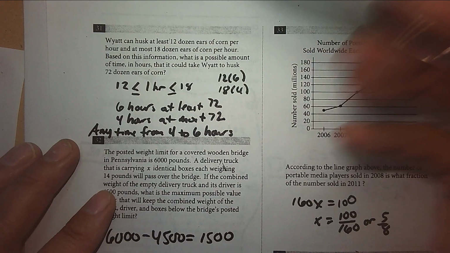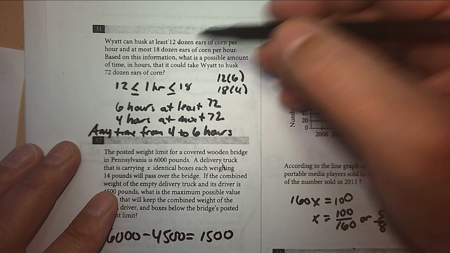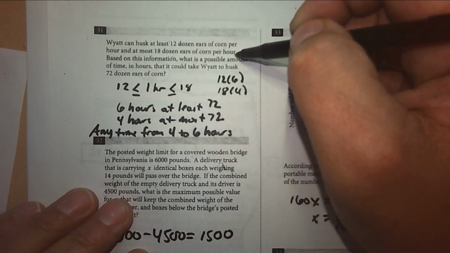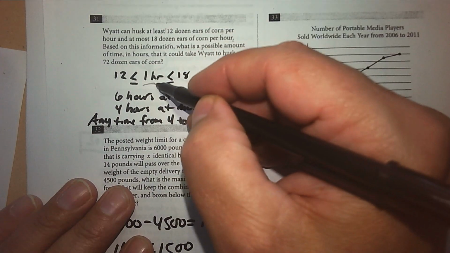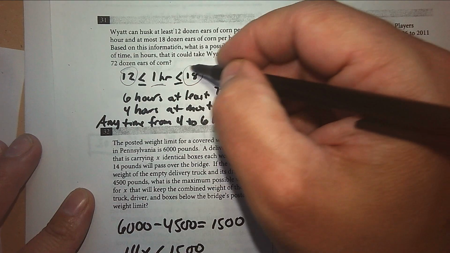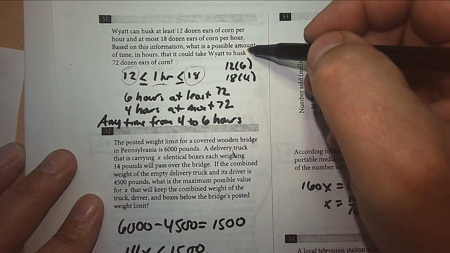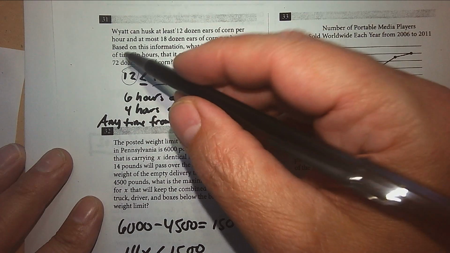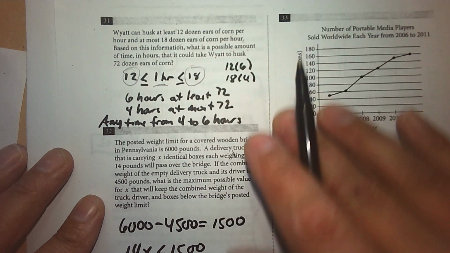All right, let's look at number 31. It says Wyatt can husk at least 12 dozen ears and at most 18 in 1 hour. So in 1 hour, he can do at least 12, but no more than 18. What is a possible amount of time in hours that it could take Wyatt to husk 17 dozen ears of corn? So you have two options.